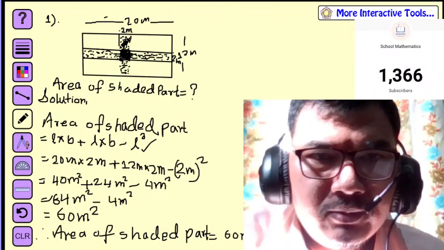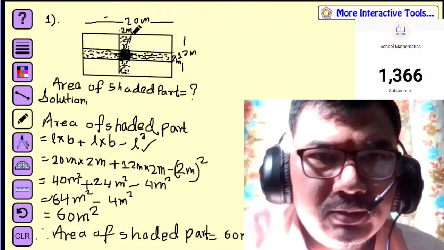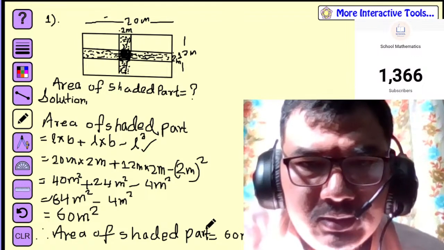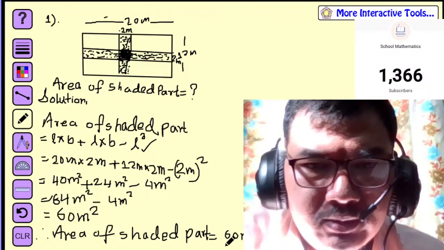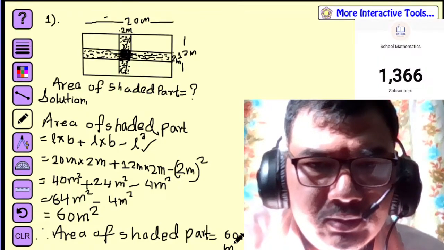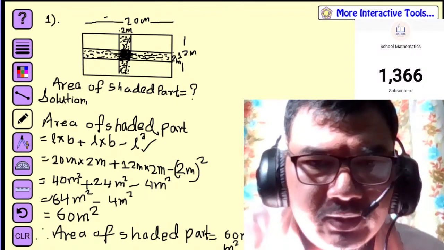This one part, okay? Here, this was like this. And this is 60 meters square, okay? This is coming 60 meters square here.